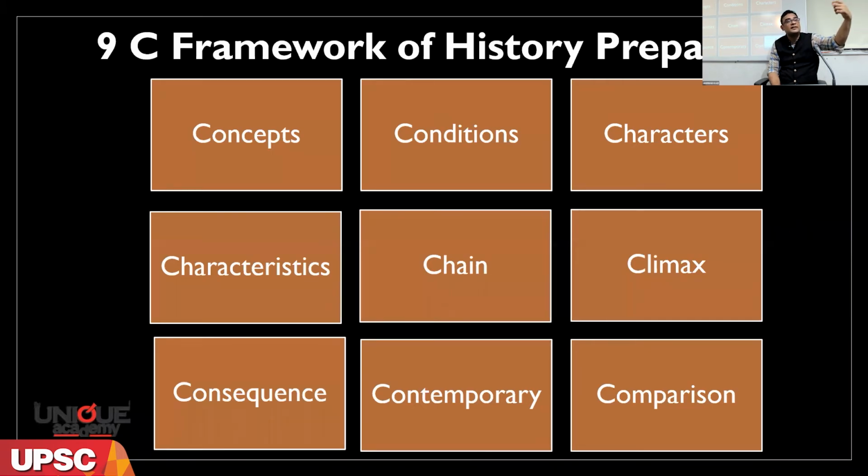क्या है ये? Characteristic है. It marks it out from others. So हर historical event की ऐसी कुछ characteristics होती हैं जो हमको पता होना चाहिए. Got this point? Next, fifth, chain. Now what's a chain? In that event, there will be multiple sub-events, one leading to another.